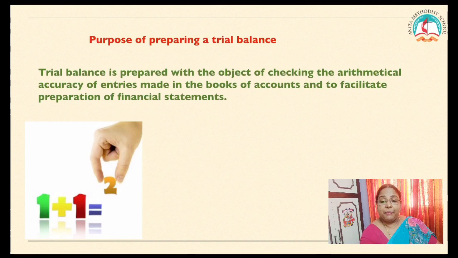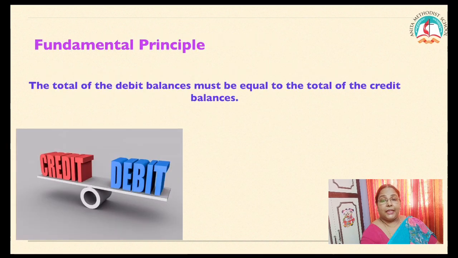Trial balance is prepared with the object of checking the arithmetical accuracy of entries made in the books of accounts and to facilitate the preparation of financial statements. Fundamental principle. What is the basic principle of trial balance? The total of the debit balances must be equal to the total of the credit balances. That is the basic fundamental of the trial balance.